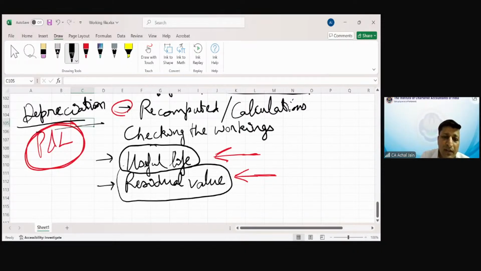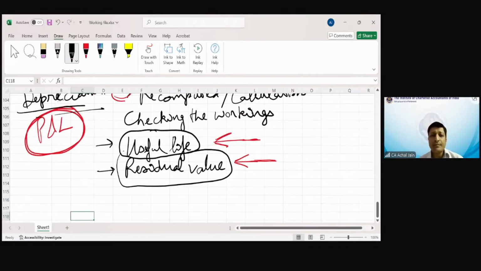These need to be evaluated. Yeah, clear on this? So it's about the useful life or the residual value. Correct.